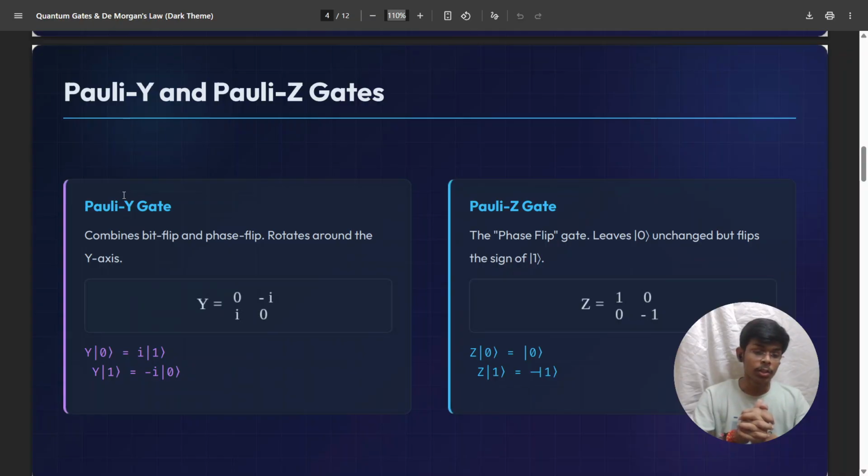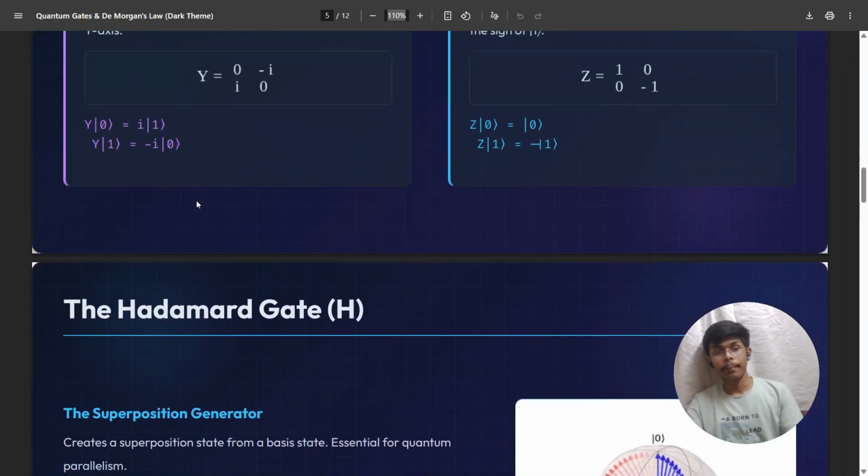Why does this matter? In classical computers, a minus 1 is just an error. But in quantum computers, the negative sign is used to create the interference pattern, cancelling out the wrong answer in an algorithm. While the Pauli Y gate is a combination. It performs both bit flips and phase flips simultaneously, rotating around the y-axis. It introduces the imaginary unit i, or we can say iota, which is essential for complex quantum dynamics.